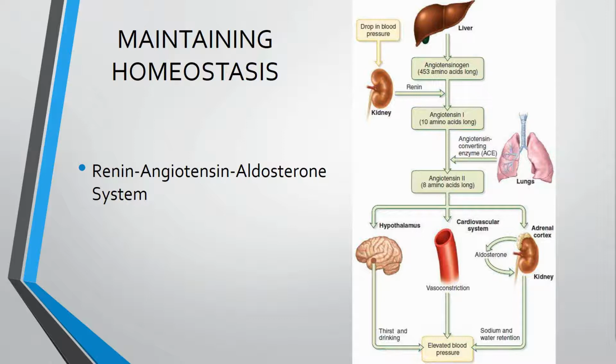Whereas with ADH, we reabsorb water only, and this dilutes our overly concentrated body fluids. So the renin-angiotensin-aldosterone system has to do with body fluid volume. ADH has to do with body fluid osmolality.